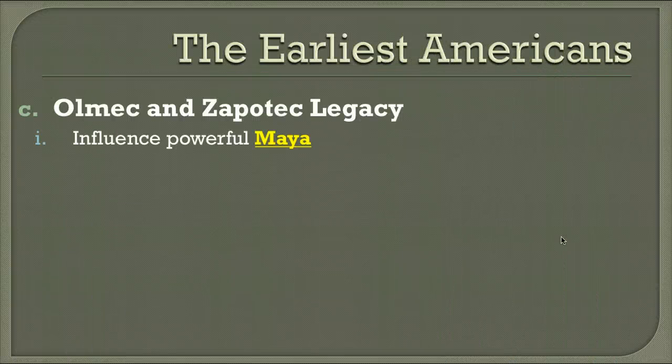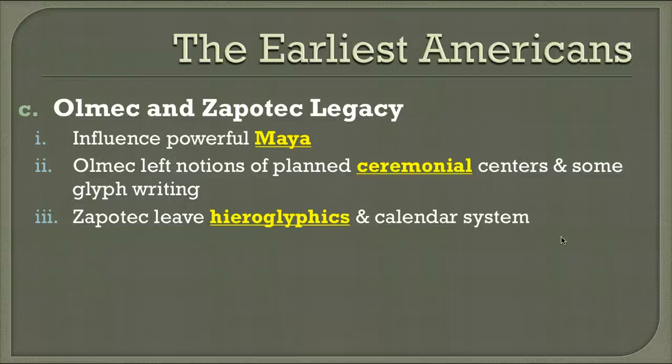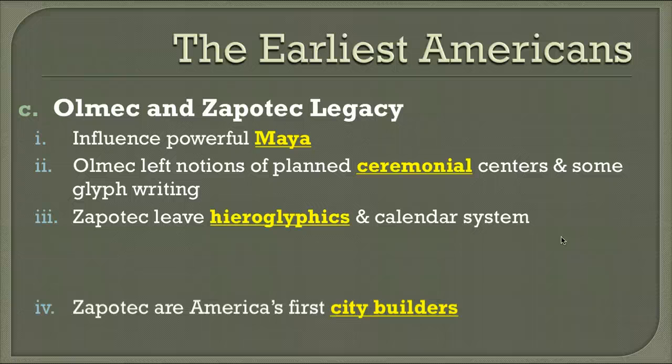Olmec and Zapotec legacy. Why do we even talk about them? What's important about them? Well, they influenced the powerful Maya. And the Maya are the group we're going to talk about next, one of the most dominant cultures here in Mesoamerica. Olmec definitely left culture. They left notions of planned ceremonial centers and some glyph writing. We're going to see the Mayas are really going to be good at writing glyphs, which is kind of like hieroglyphics from the ancient Egyptians. So the Zapotec take that a little bit further and leave hieroglyphics and a calendar system.